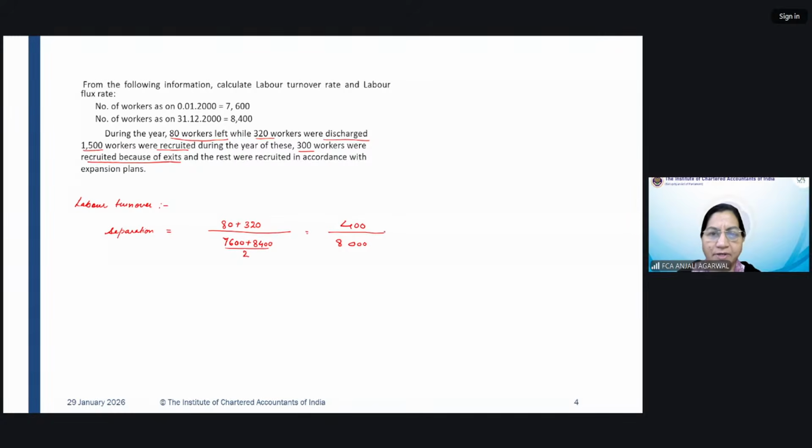400 workers separated out of 8,000, which is equal to 5%. So the labor turnover rate as per separation is 5%. If we look at replacement, we will count only those new recruitments which are against those 400 workers who have left. So there are 300 workers who were recruited because of exits. So only these 300 workers are replaced.